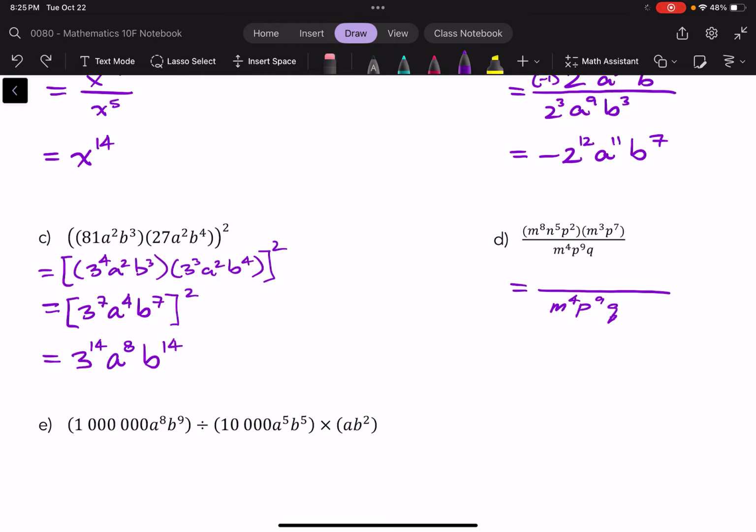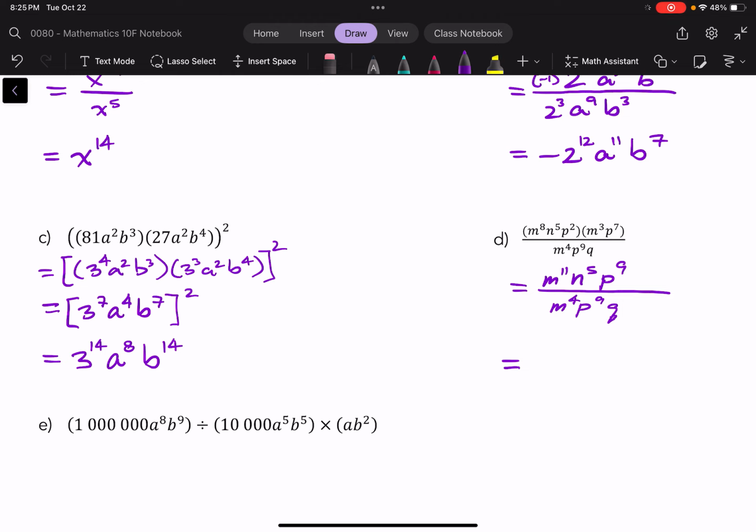M to the 8 times M to the 3 is M to the 11 from adding those exponents together. N to the 5 doesn't have anything to multiply by. Poor thing, it's on its own. It's all right, N to the 5. And then P to the 2 times P to the 7. That will have us keep the P as the base, and the exponent is 2 times 7. That's a 9.